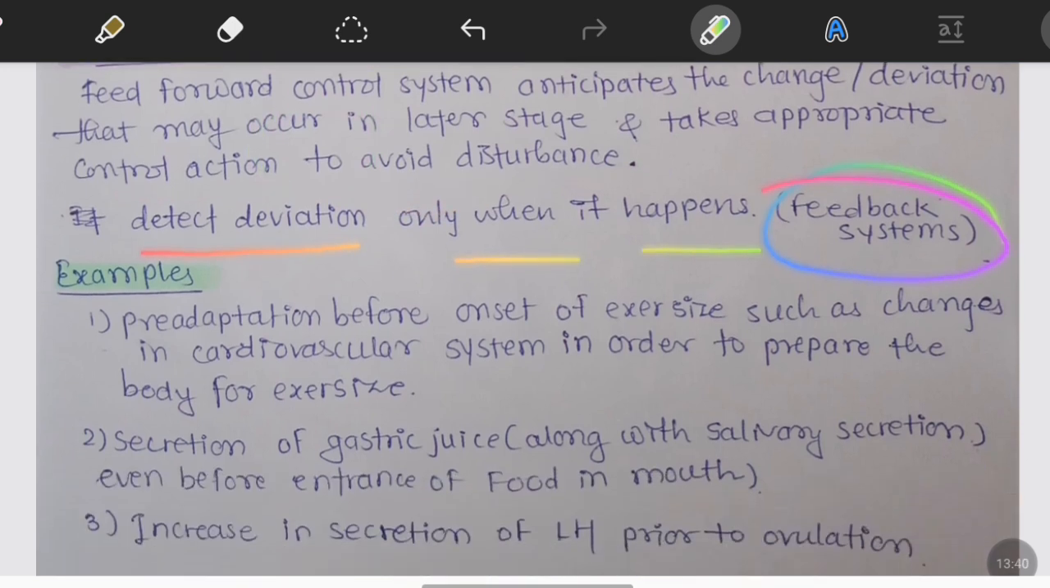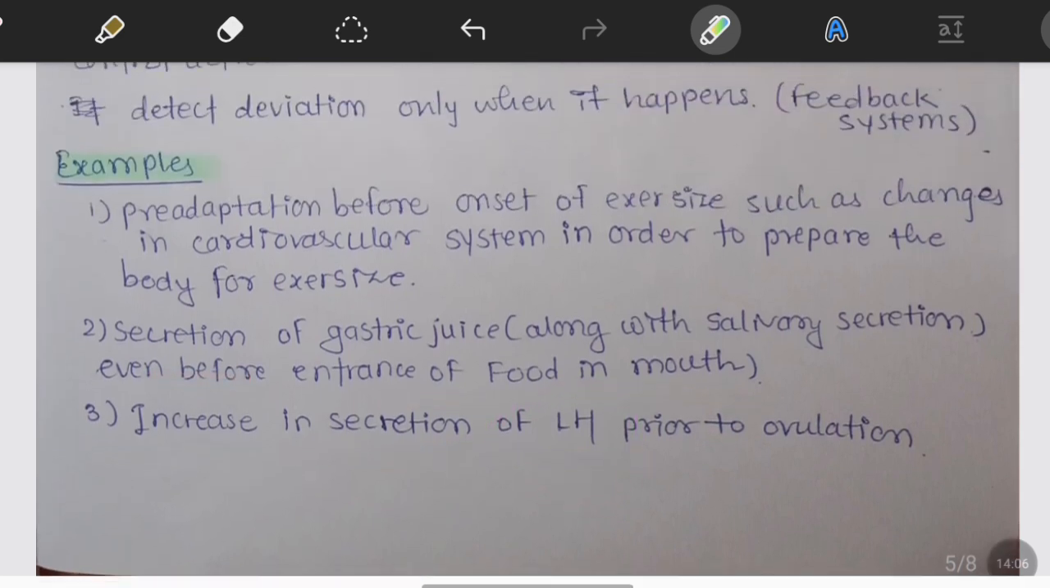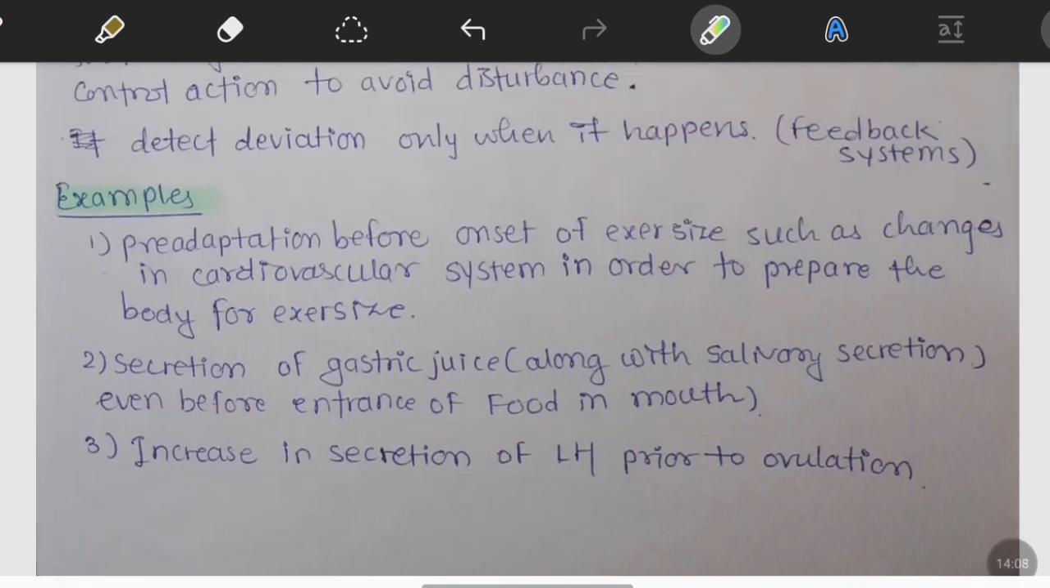Its examples are the pre-adaptation before the onset of exercise, such as changes in the cardiovascular system in order to prepare the body for exercise, and the secretion of gastric juice along with salivary secretion even before the entrance of food in the mouth. The third one is an increase in secretion of LH prior to ovulation. It fixes itself after some time.